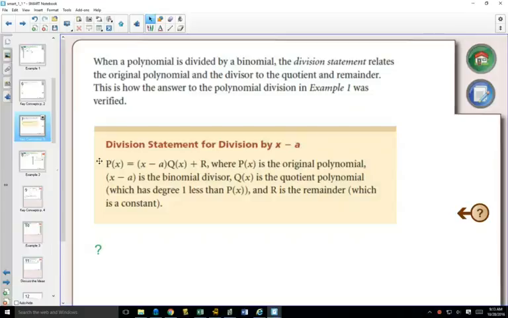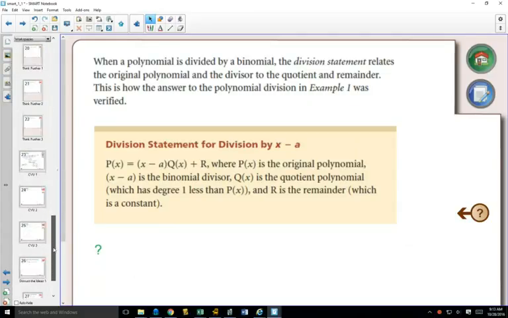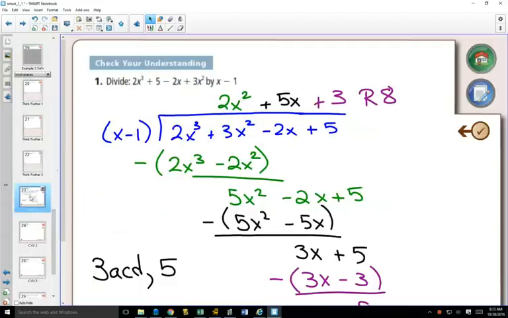So when you are done dividing, you can write a division statement. Okay? This is on page 4, the division statement. Now, what this means is the example that we just did. I'll show you with the example that we just did what a division statement is. We took this, divided by this, and got this with a remainder of 8.